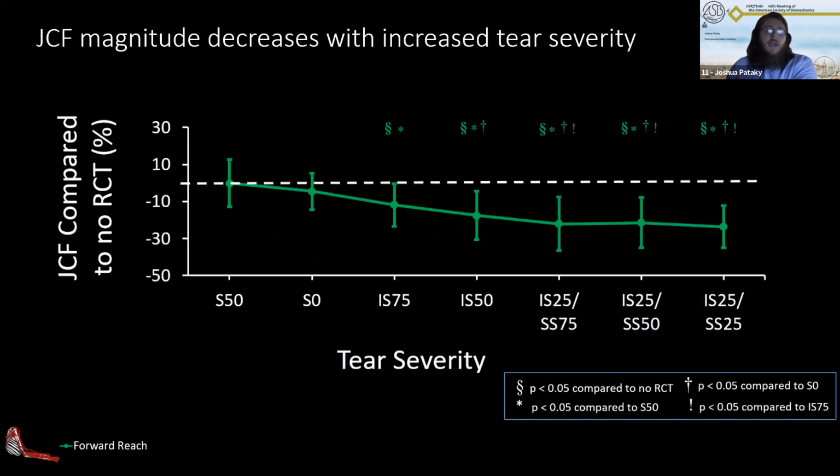First, we'll take a look at the magnitude of the peak joint contact force for forward reach. Compared to the no rotator cuff tear model, we do not see a large difference for only supraspinatus tear models. However, when the tear includes the infraspinatus tendon, we do see a significant decrease. This significance is maintained when the tear severity increases to include the subscapularis tendon. The decrease in force plateaus once the most severe tear severities are reached.